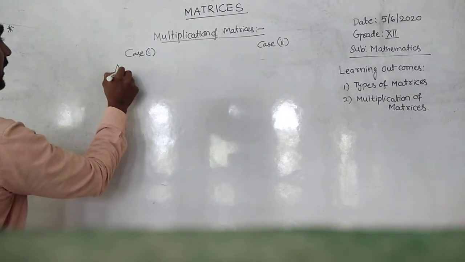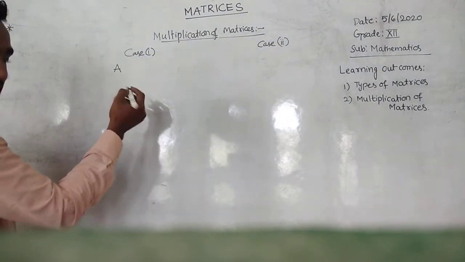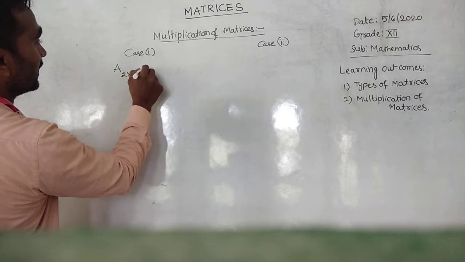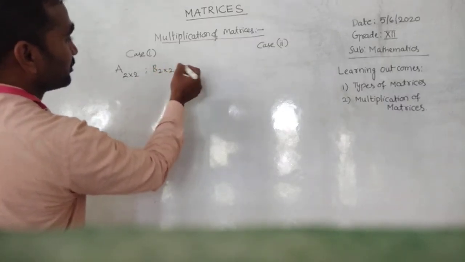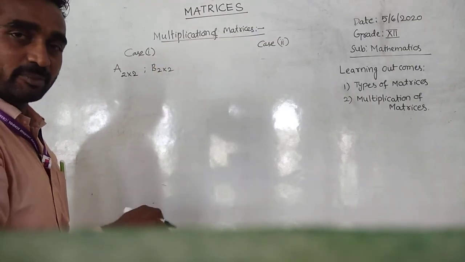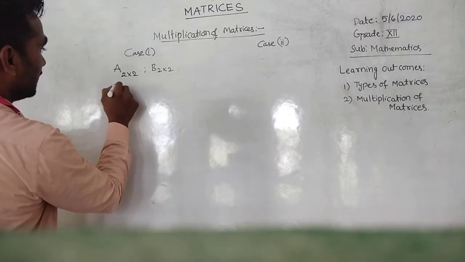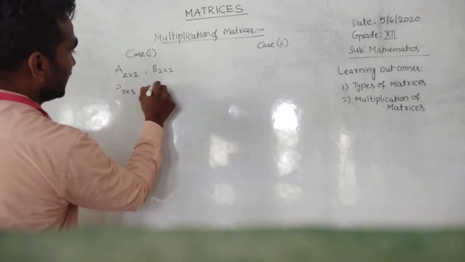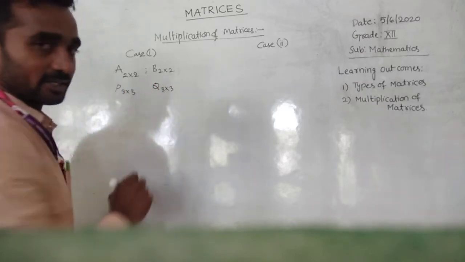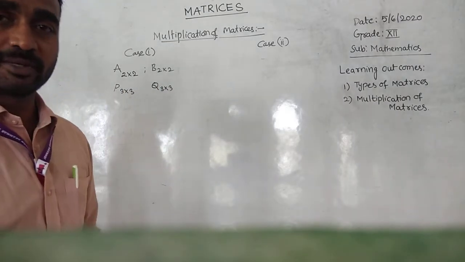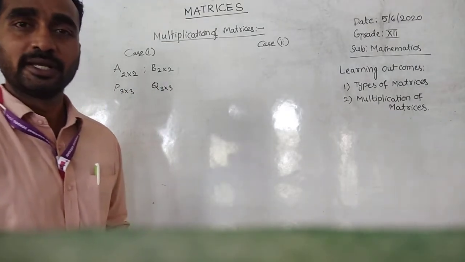Here A is a square matrix of order 2 by 2 and B is also 2 by 2. Their matrix multiplication is possible, and the resulting matrix is also 2 by 2. And P is a 3 by 3 square matrix and Q is a 3 by 3 matrix, their matrix multiplication is possible. The result of the product of P and Q is again 3 by 3.